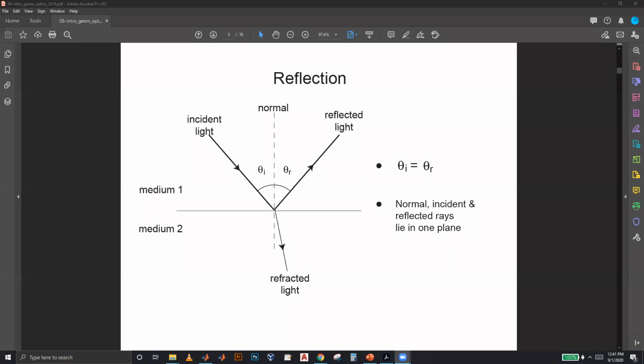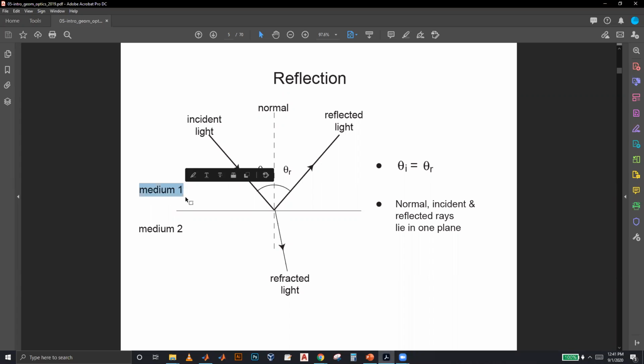Okay, so if you have an incident ray of light coming in as shown over here, and the incident light is coming from medium 1, and this line shows the interface between medium 1 and another medium, which is medium 2. And this interface is reflective, which means most of the light will hit the surface and go back into medium 1. We can draw this ray, which I'm now pointing to, as the ray which shows the reflected light.